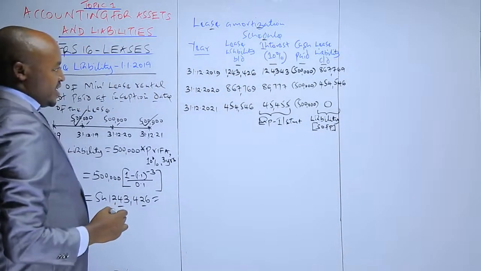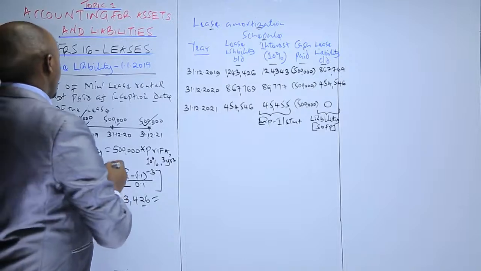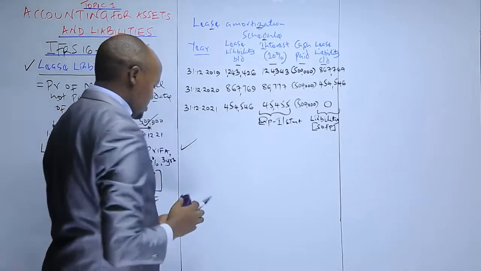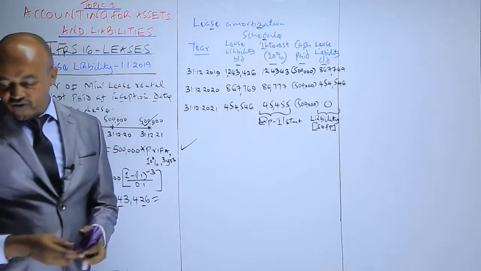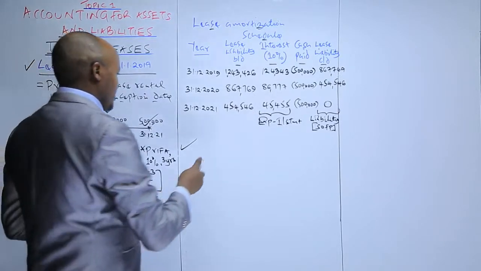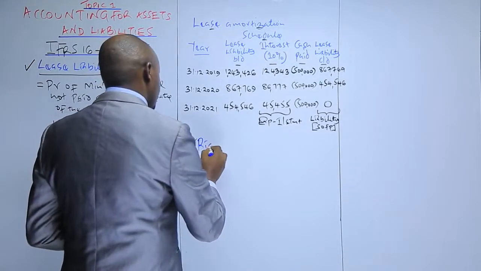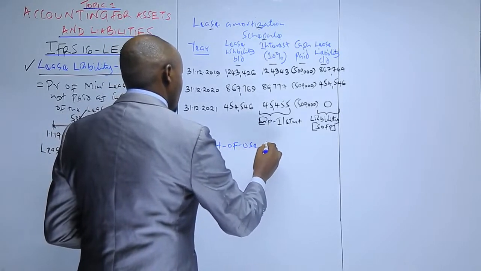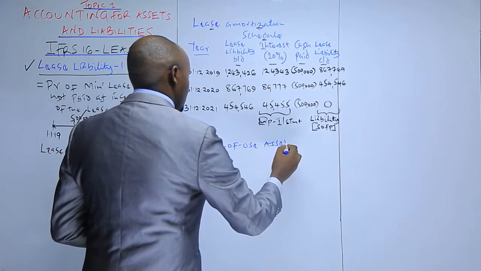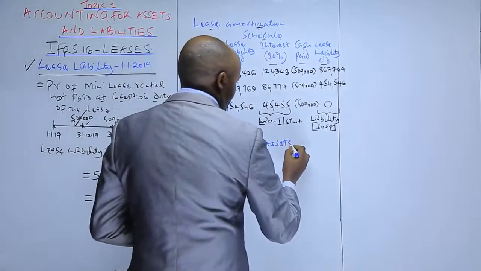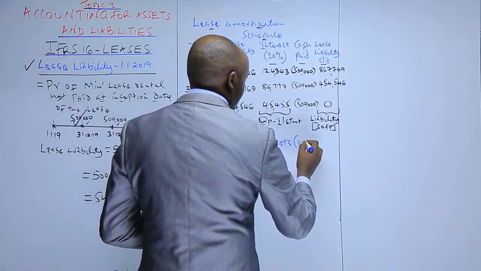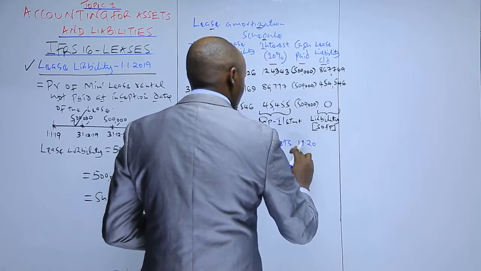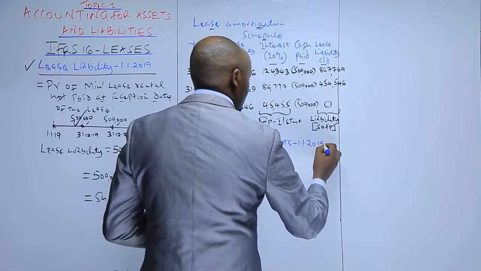So next, we need to determine the other item, which is the right of use asset. We need to determine the right of use asset at the inception date of the lease, which is the 1st of January 2019.